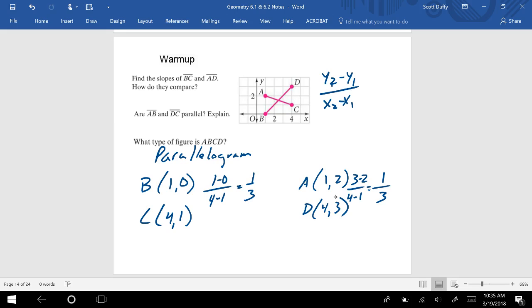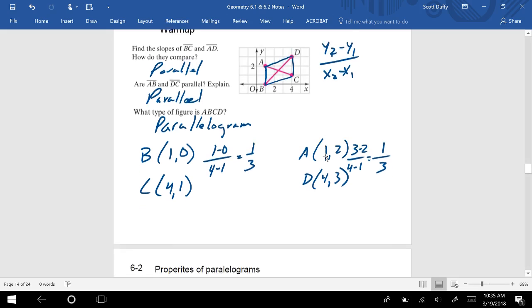So the slopes of AD and BC are parallel, and because they have the same slope, obviously AB and DC are both parallel because they go straight down. So everything's parallel, so it's a parallelogram.